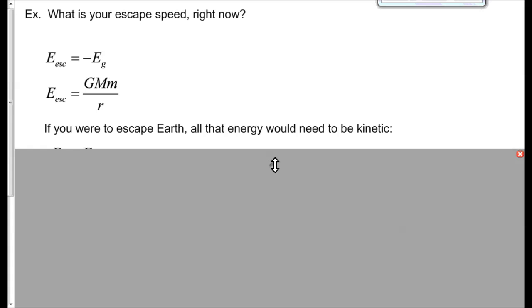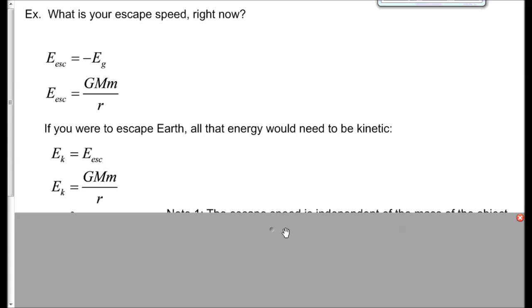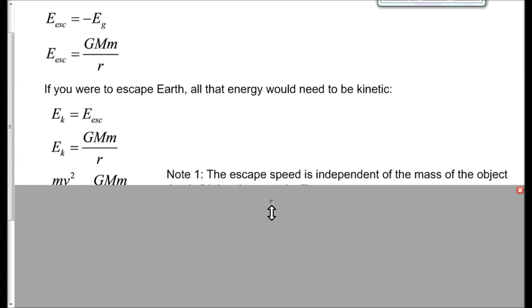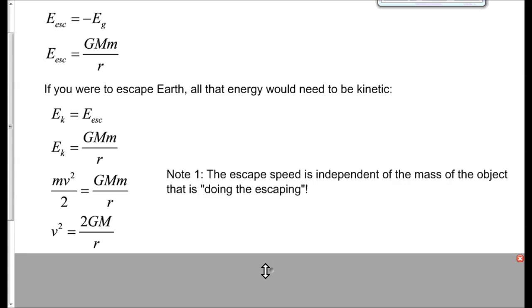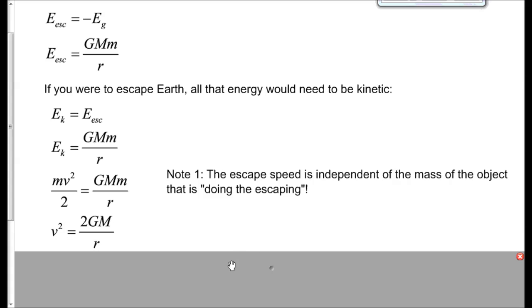and the energy form this will be in is kinetic. So what we're going to do is say the kinetic energy equal to escape energy, and that means our kinetic energy has to be equal to this expression here. Do a little bit of rearranging, and I want you to notice something kind of neat here. I'm going to actually right here, yep, that the mass, your mass, actually cancels out.